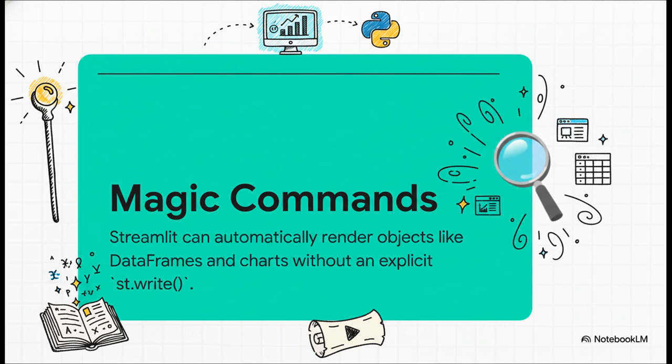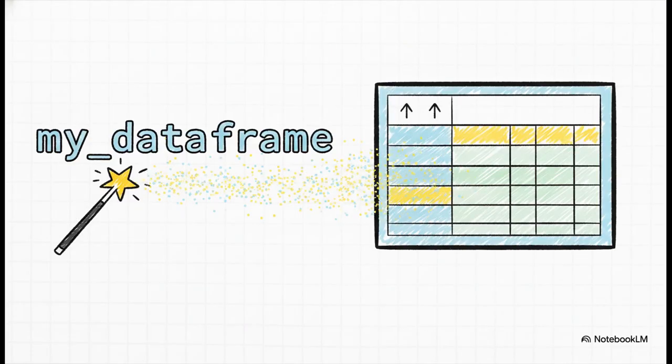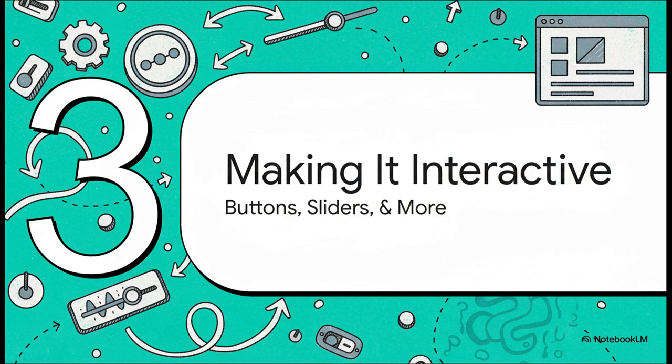This is a feature that often lets you skip writing commands like st.write entirely. So check this out. Let's say you have a pandas data frame full of data and it's stored in a variable called my_dataframe. To show it on the screen, all you have to do is type the variable name, my_dataframe, on its own line in your script. That's it. Streamlit just sees it, knows it's a data frame, and draws a beautiful interactive table for you. It's magic. So, displaying information is one thing.